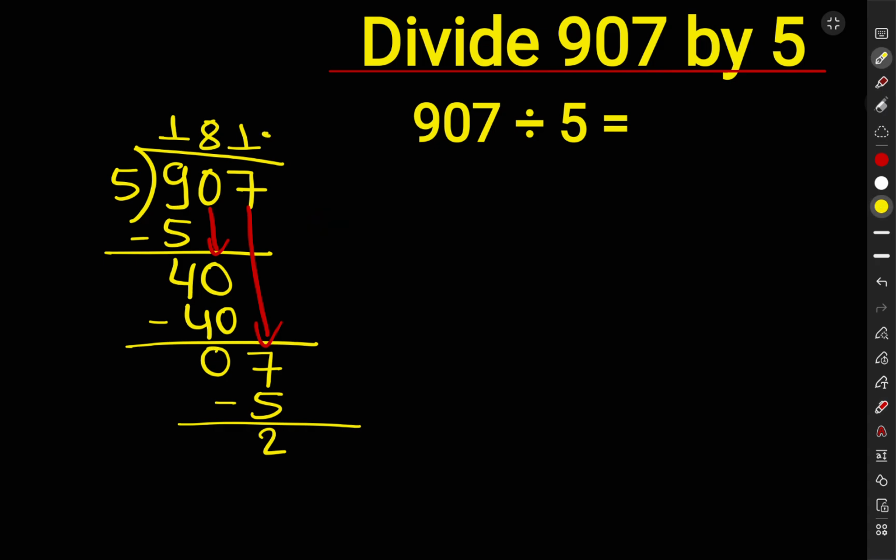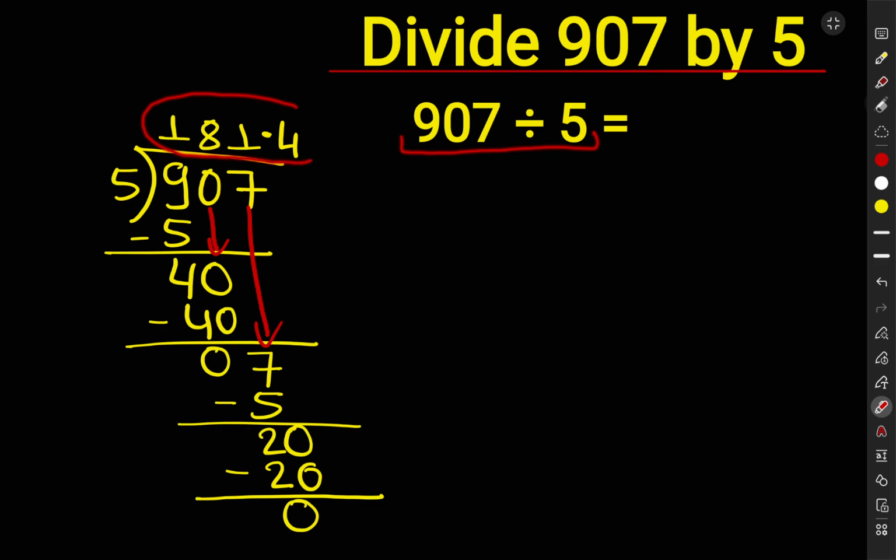So we take a decimal here so that we put 0. So it is 20 and 5 times 4 is 20. On subtracting we get 0. So 907 divided by 5 is 181.4.